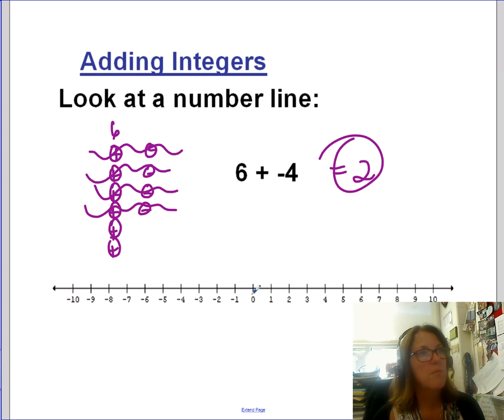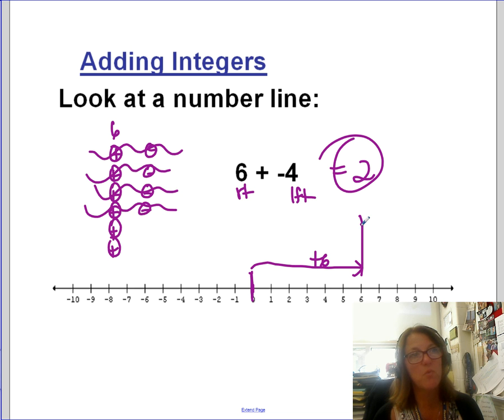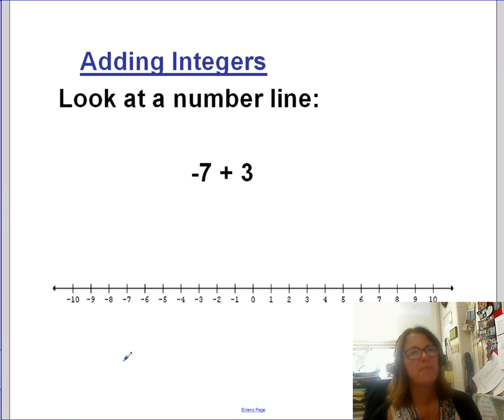If you're doing it on a number line, you start at 0. My first number was 6, so I go to the right because this is positive. 1, 2, 3, 4, 5, 6. All right, plus 6. And then negative 4, I have to come to the left 4 units from where I landed. 1, 2, 3, 4 to the left. Now you land at 2. Okay, let's try another one.